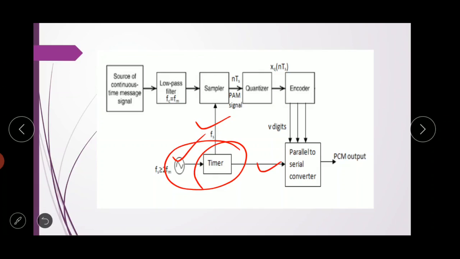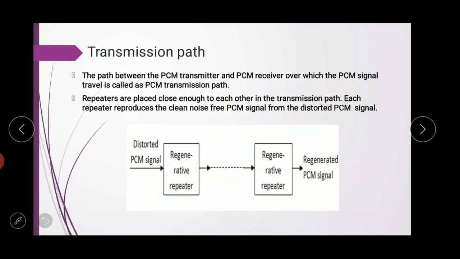Then the output of the encoder is given to the parallel to serial converter. Within the circuit the data are transmitted in a parallel manner, but in a transmission line the data is always transmitted in a serial format. So the parallel to serial converter converts that parallel digit into serial. Then at the output we get our PCM output, and it is given to the transmission path.